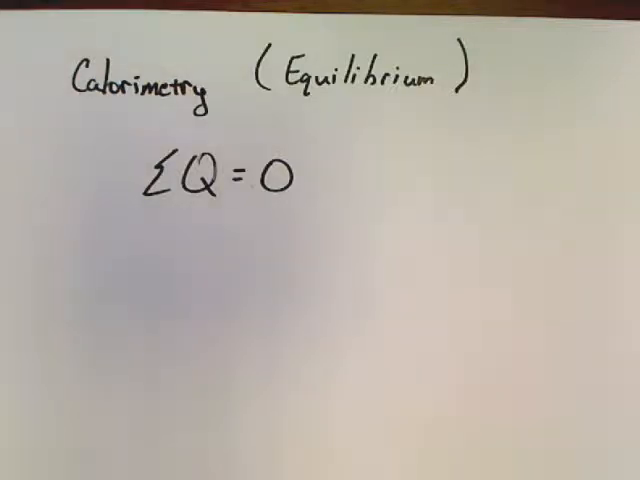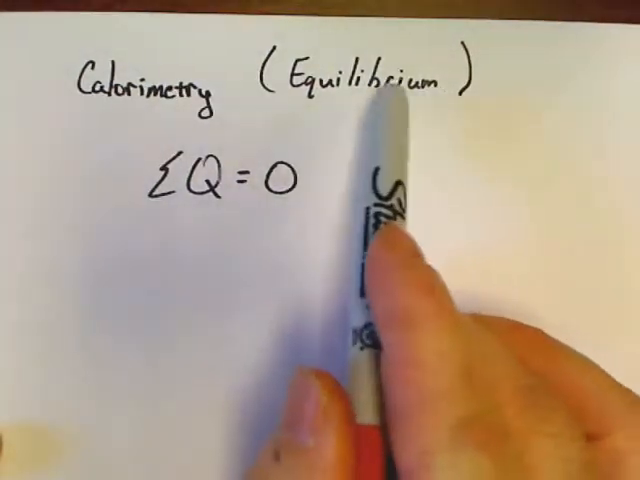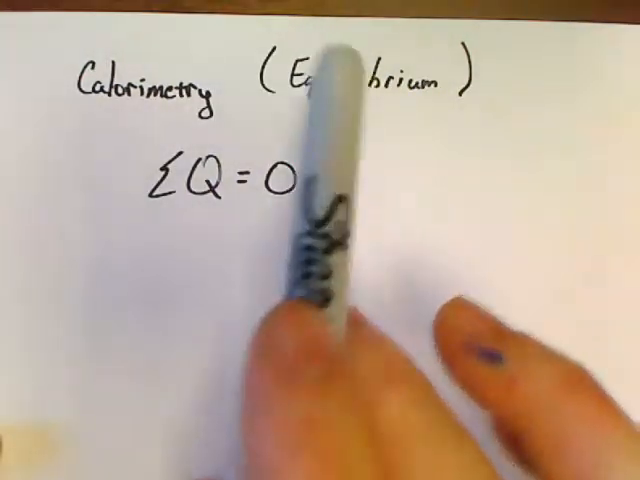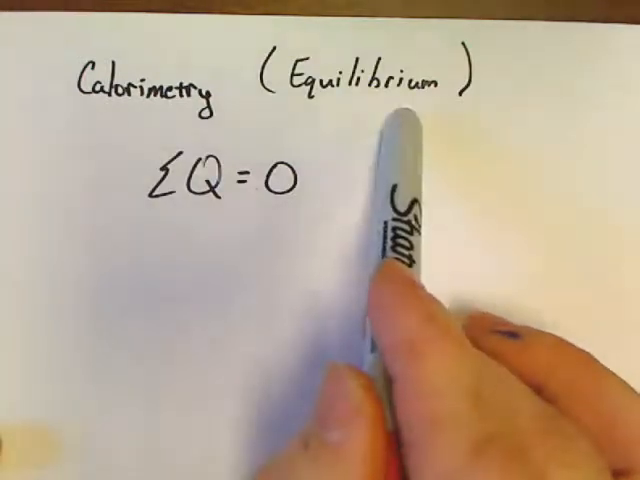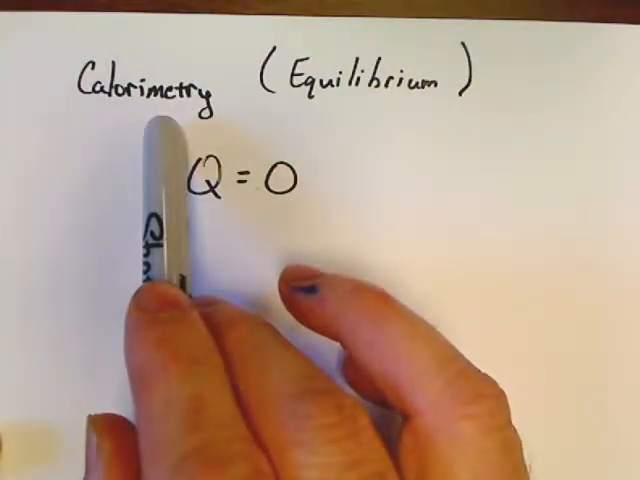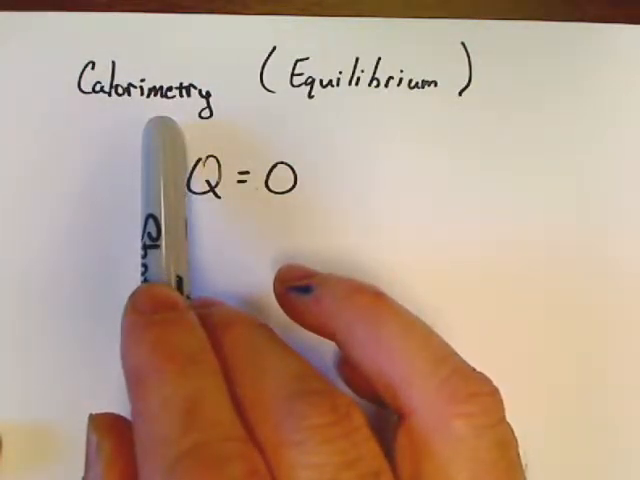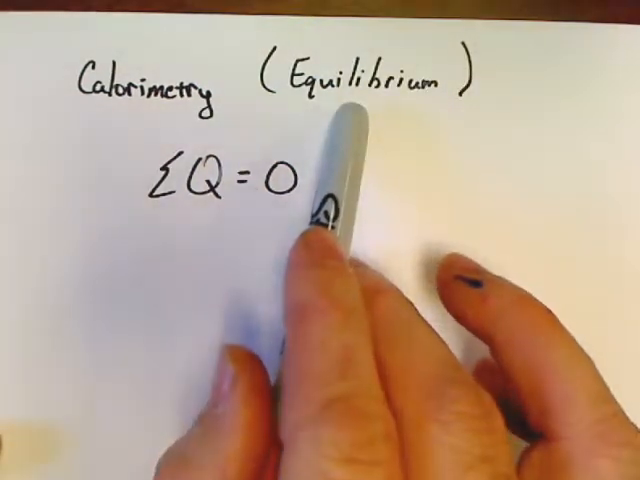Okay, and welcome back to one more video in Unit 11. The rest of this chapter is going to be basically equilibrium type questions. A lot of calorimetry, wow, that's a hard word to say, and equilibrium questions.